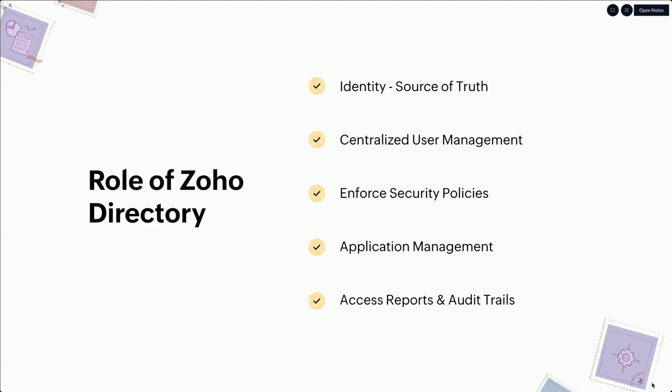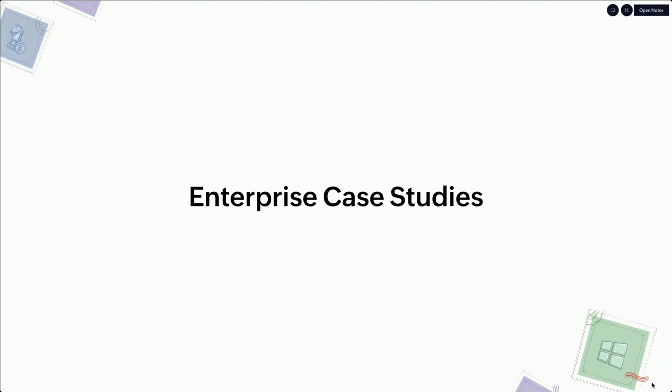And with the Zoho Directory, you also have application management through which you can provide access or provision users to different applications, not only for Zoho apps, but also for other systems outside the Zoho ecosystem. And Zoho Directory also provides access to reports and audit trails, using which you'd be able to run a variety of reports. And this can also be shared with your other SIEM solutions, where you can run your own reports using those solutions too.